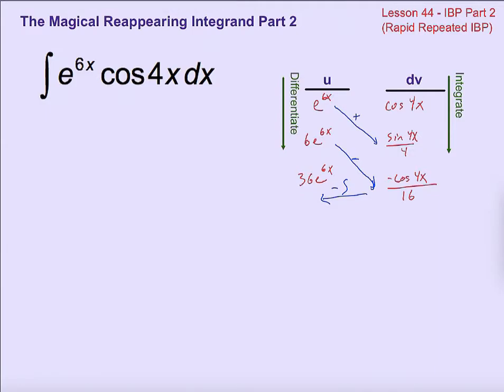So let's see how it looks. The integral of e to the 6x cosine of 4x with respect to x is equal to the first product, e to the 6x sine of 4x over 4, minus negative, remember again that those two negatives cancel each other out, minus negative 36e to the 6x, sorry, not 36, 6e to the 6x cosine of 4x over 16. I can reduce that 6 over 16 while I'm at it. E to the 6x cosine of 4x.